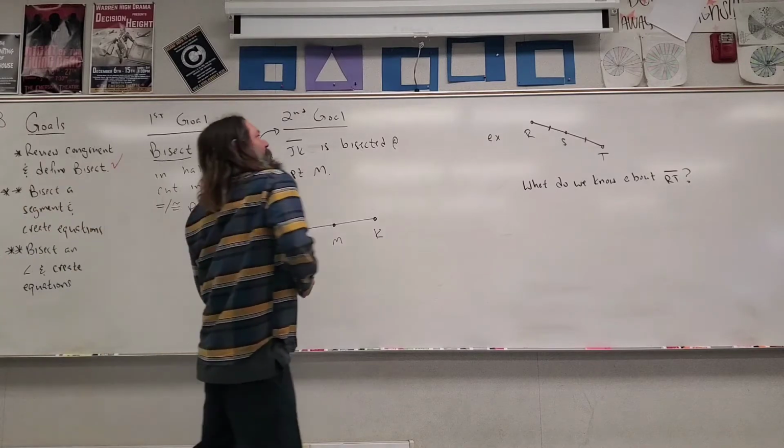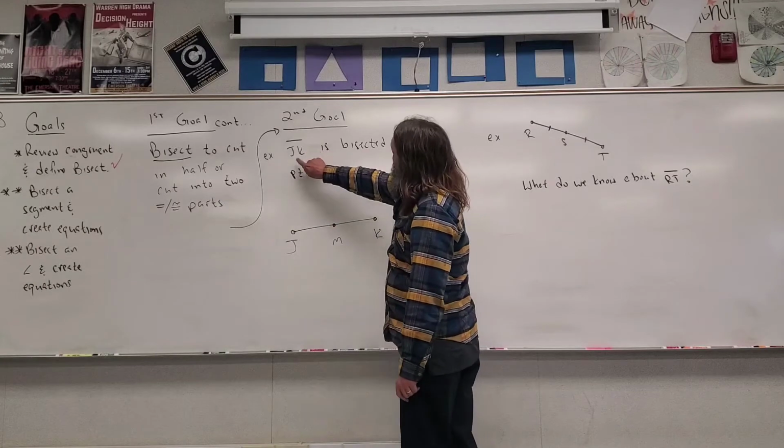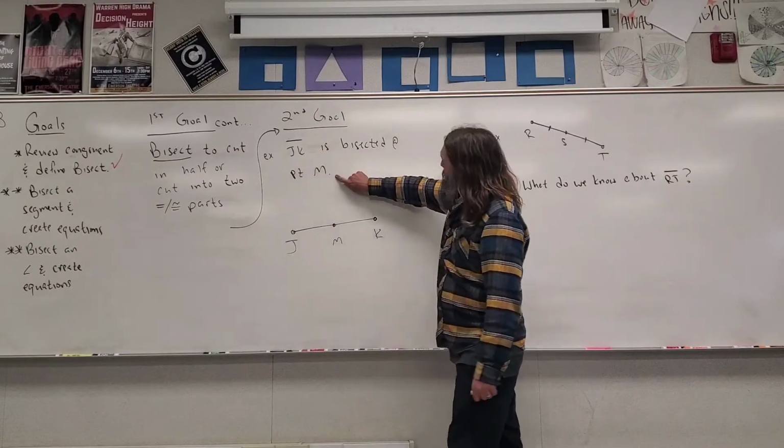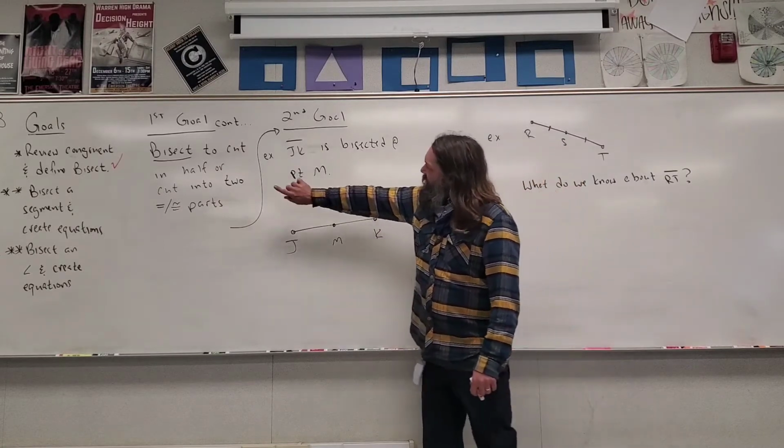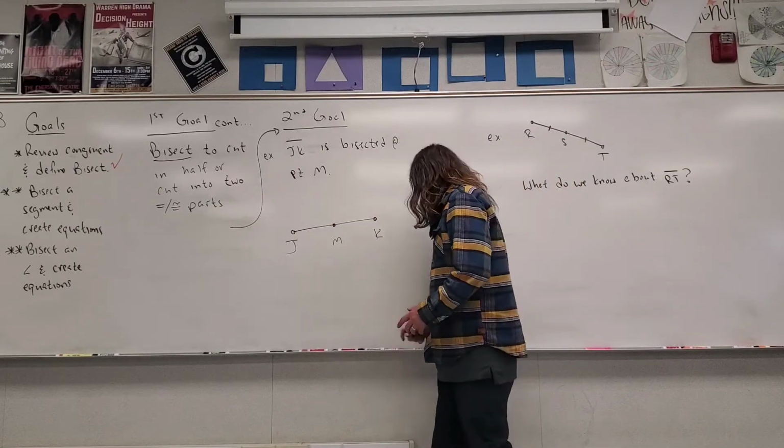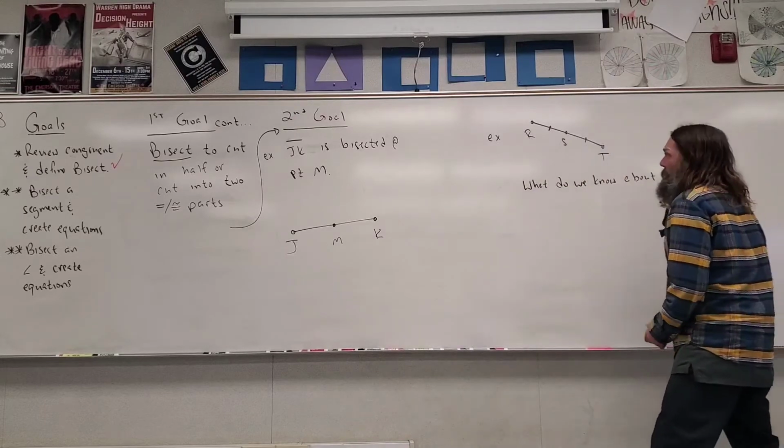So I have an example here. Segment JK is bisected at point M. So, again, when I say bisected, I'm saying I cut in half. And so let's explain what this means.